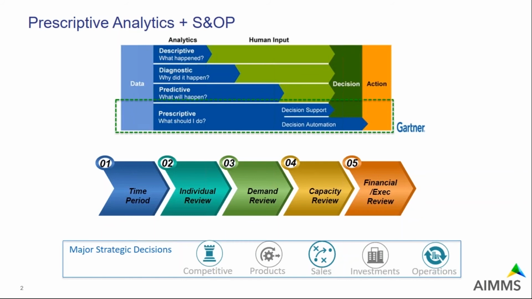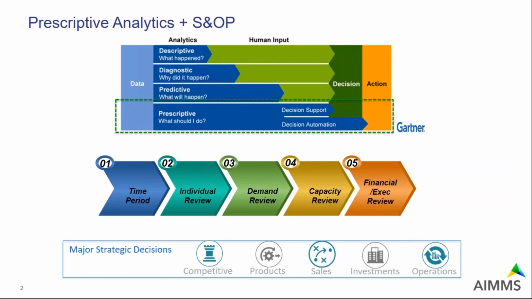Then if you look at S&OP as a business process, whether you use any kind of technology or not, it follows five different steps. The first one is, what is the time period that you're working on? Then there's individual review for commercial stakeholders to have their view. Then the demand team comes together and brings a cohesive picture together before you bring in the supply team for the capacity review. And here's where some decisions are made.